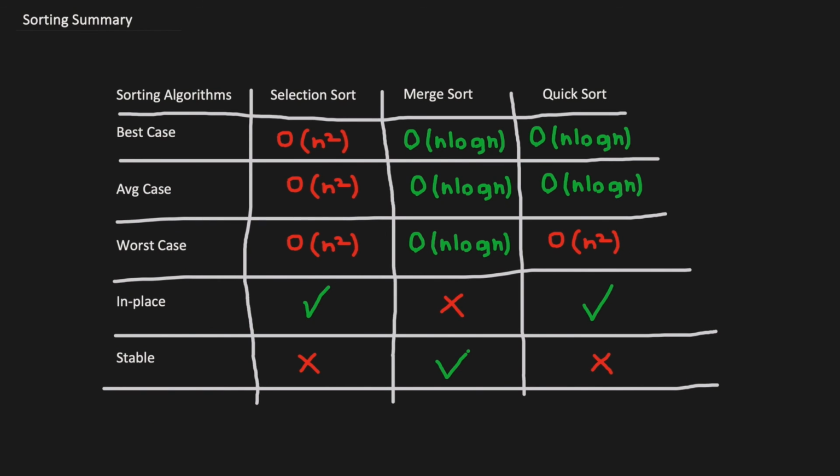So to summarize the three sorting algorithms, we see that selection sort has the worst complexity. It's O of n squared in all cases. It is not stable, but it is in place. For merge sort, we see that it's O of n log n in all cases, and it is stable, but unfortunately it is not in place since it has to use extra memory. And for quicksort, on average it is n log n, but it can be worst case O of n squared if you choose a bad pivot. It is in place, but it's not stable.